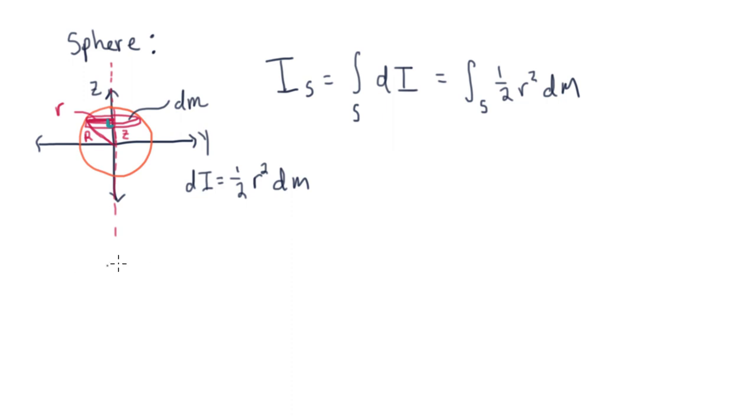Let's just keep going. Well, dm is, okay, so it's a disk. The height of the disk, notice, is dz. That's just a little change in z there. That's giving me the differential element. And then it has radius r, so it's pi r squared dz, I believe. Pi r squared dz.